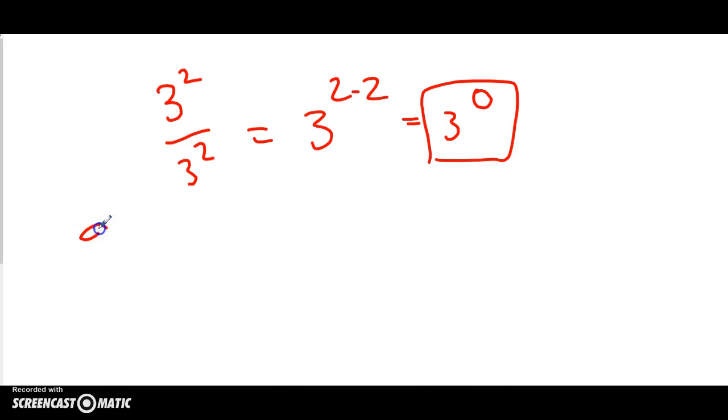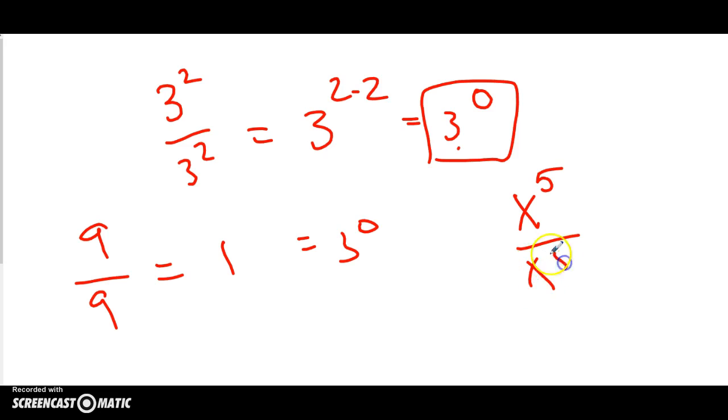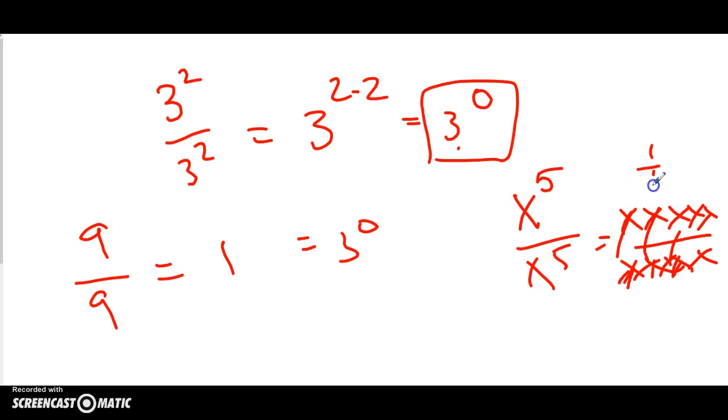Well, 3 squared is 9, and 3 squared is 9. So it's 9 divided by 9, and 9 divided by 9 is 1. So now I'm telling you that 3 to the 0 is 1. What about x to the 5 over x to the 5? Well, that's x, x, x, x, x over x, x, x, x, x. Okay, and they can all cross out. I'm left with 1 over 1 at the end, and that's 1.